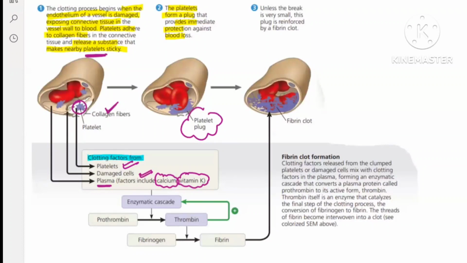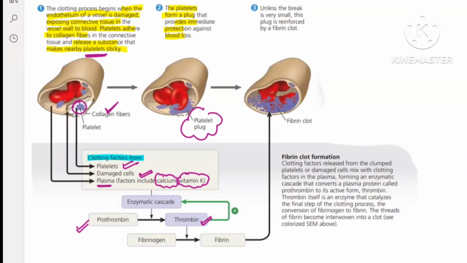As a result, an enzymatic cascade effect will be there, and prothrombin, which is one of the proteins made by the liver, present in inactive form, is changed into the active form, that is known as thrombin.